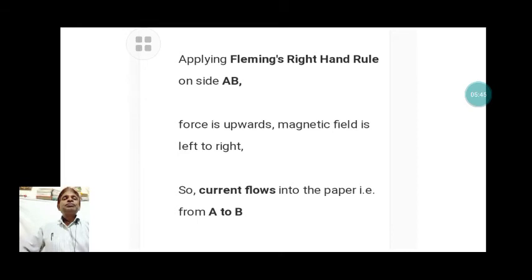Now, applying Fleming's right hand rule on side AB, the force is in the upward direction and the magnetic field is from left to right, so the current flows into the paper, that is from A to B. The current flows in the arm AB of the coil from A to B.